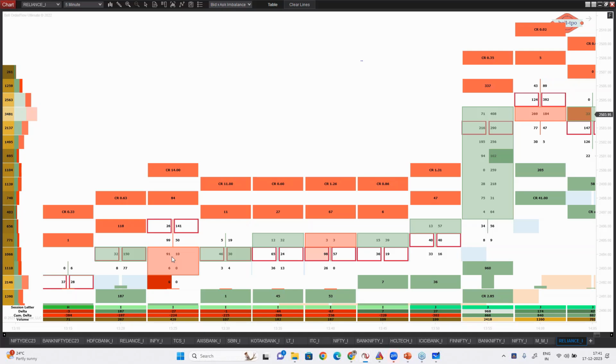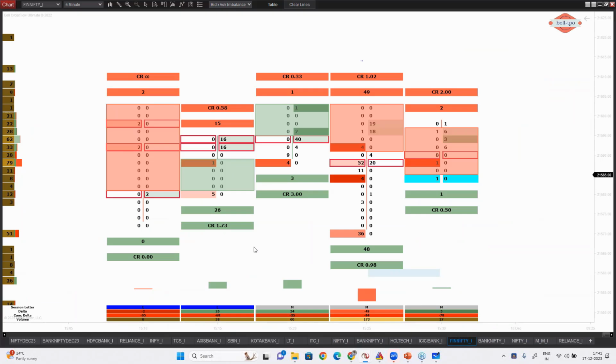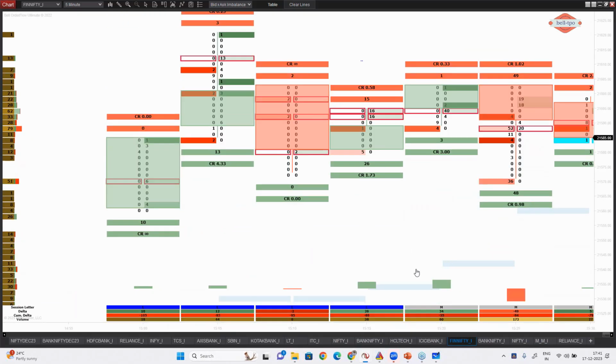I will not say poor liquidity. It has very decent liquidity. But if you look at something like FinNifty, you can see that hardly any trading is happening over here. FinNifty options has liquidity, but you can see a lot of zero zones over here.